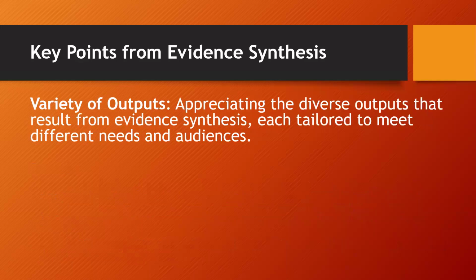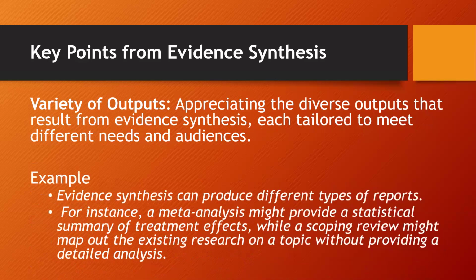Another one is the variety of output that can be generated from the evidence synthesis. Evidence synthesis can produce various types of reports. Suppose meta-analysis. We can do a meta-analysis and find whether treatment A is effective or treatment B is effective. Suppose we compare two banks, whether bank A has a good transaction or bank B has a good transaction. So this is included in the meta-analysis.